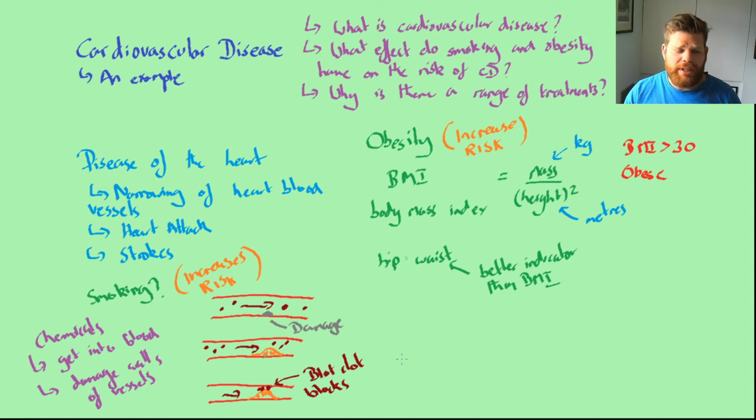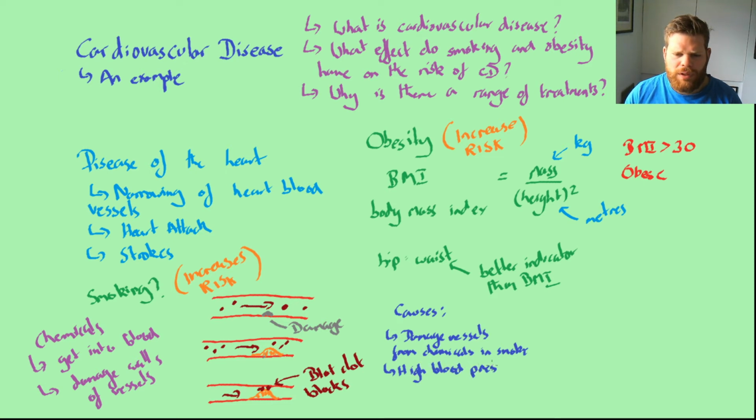Before we talk about how we treat cardiovascular disease, let's just summarize the causes. Now, there are a few other causes, but let's talk about the ones that we've talked about. So we've got damage to vessels from chemicals in smoke. We've also got this idea of high blood pressure. And the high blood pressure can come from narrowing vessels. And here we also talked about the fact that these fatty deposits form on this damage.